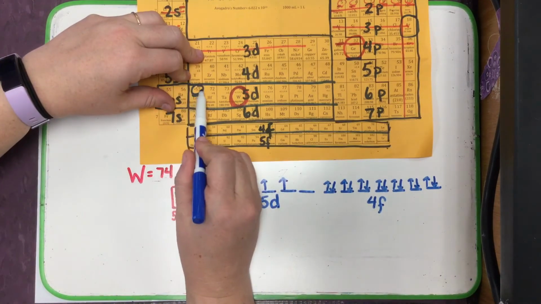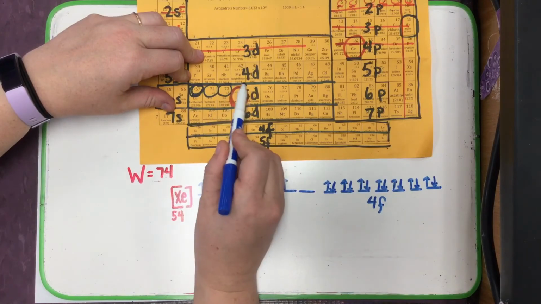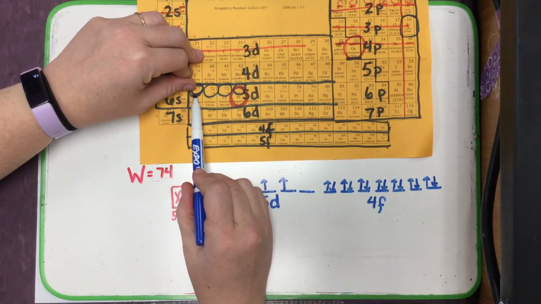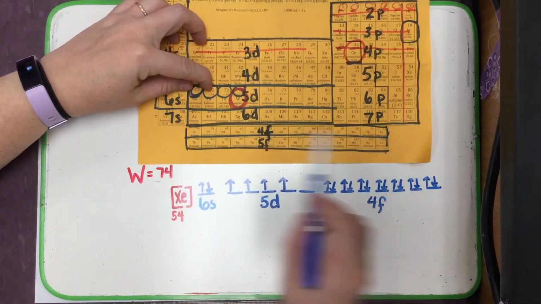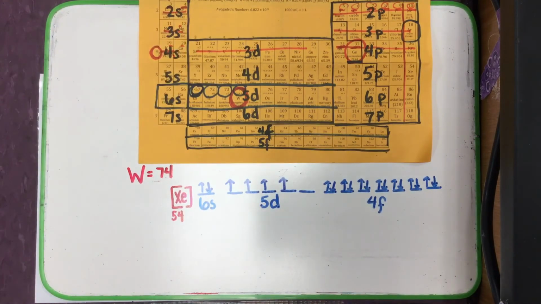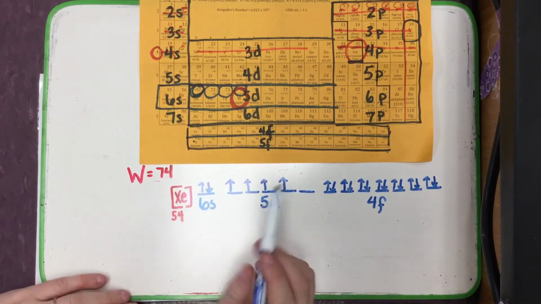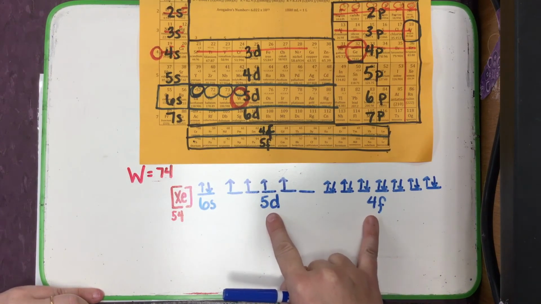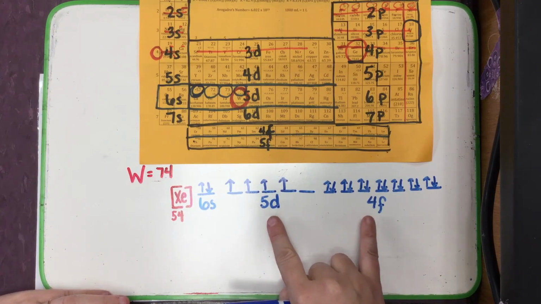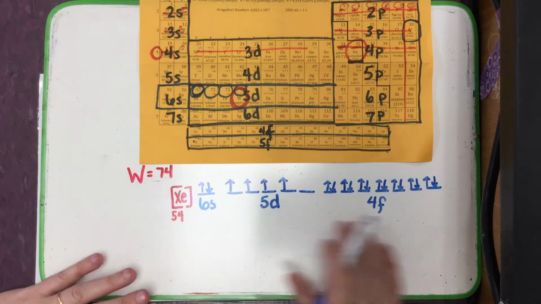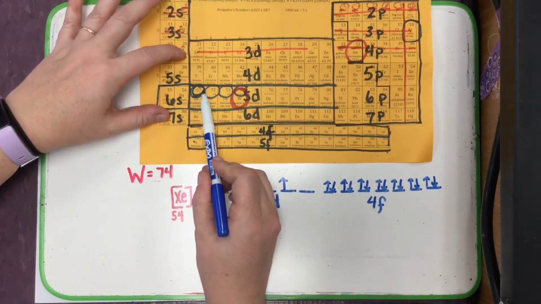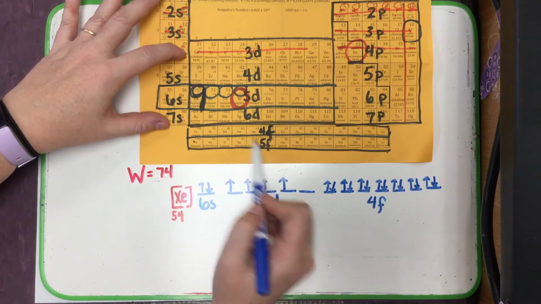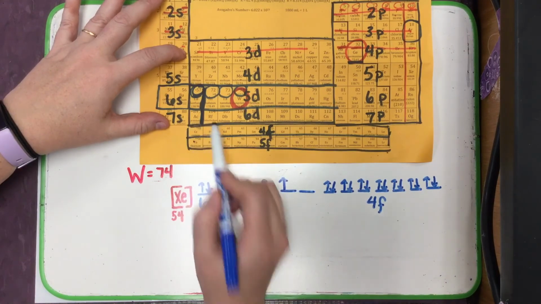So in the end, I have 1, 2, 3, 4 arrows in the 5D, but in order to fill in from arrow 1 to arrow 2, I also had to fill in all these arrows in the 4F. It looks weird, but the periodic table does tell us that that is the order that the subshells fill in. Because the 5D and the 4F subshell are so close in energy, weird things happen there when we actually look at the emission spectra. So you are required to know that the 4F gets filled in between 57 and 72, and similarly the 5F would get filled in between 89 and 104.